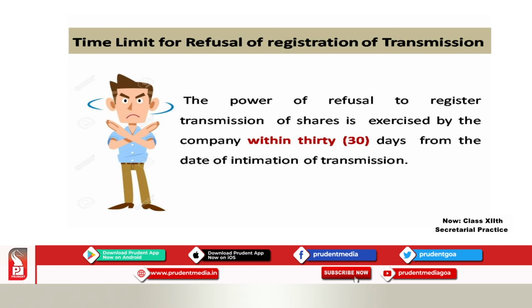The power of refusal to register transmission of shares is exercised by the company within 30 days from the date of intimation of transmission. So, the company has a period of 30 days if they do not want to transfer the shares, but they have to give a valid reason. Is it clear? They have to give a valid reason why they do not want transmission of shares to take place. The same as in transfer of shares.